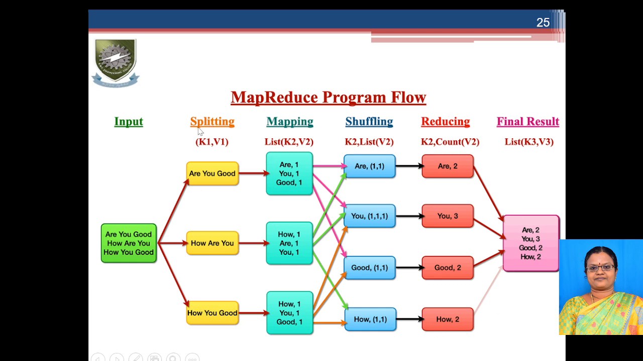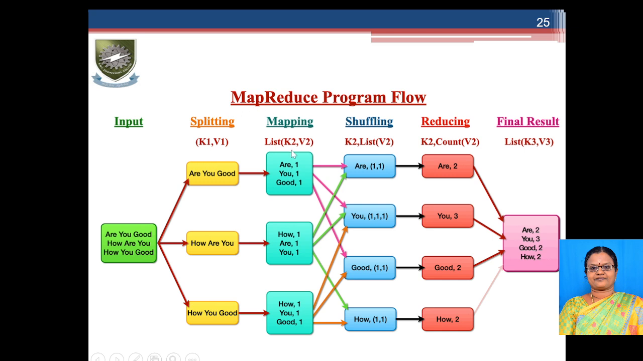The first one is the splitting. Splitting, what happens? Here the three statements are given in one stretch. So all these are split into three different statements. Like, "are you good?" is given in one statement, "how are you?" is the second statement, and "how you good?" is the third statement. So this we call a key value pair.